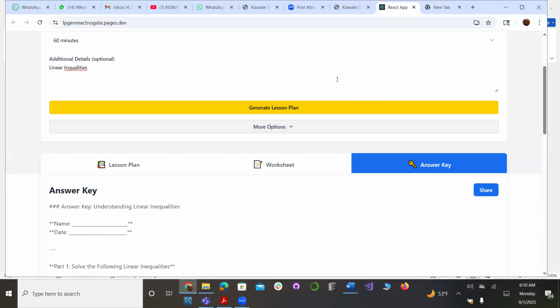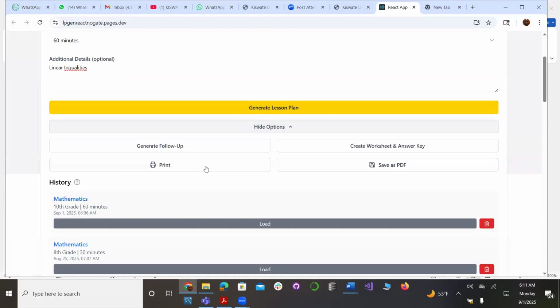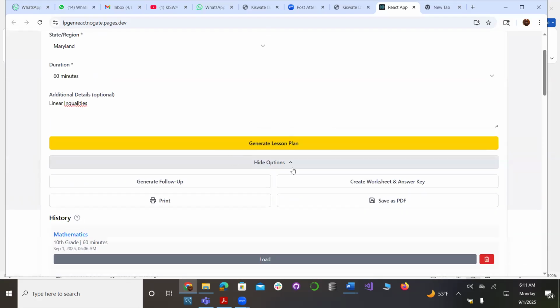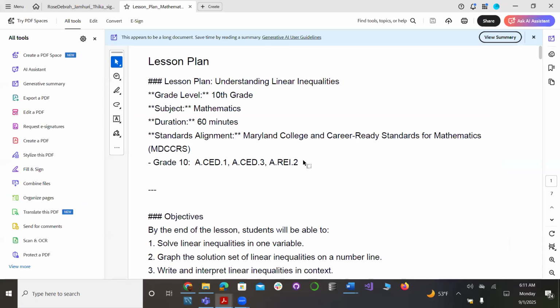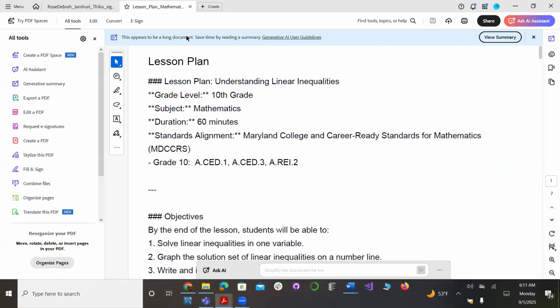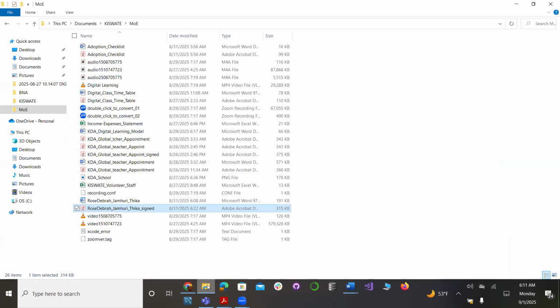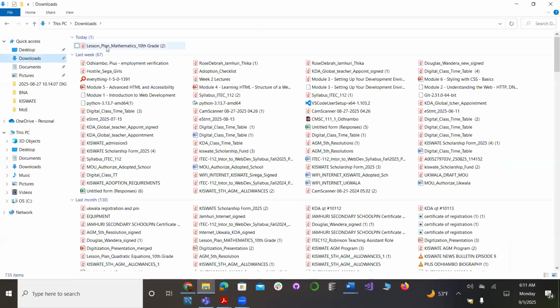Yeah, so now, one more thing, how do we send this to the students or to the parent? You say save as a PDF. It goes to your download folder. This is right here. Then you go to your download folder here. Okay. You check your download folder. There it is, lesson plan, mathematics, 10th grade, this one.